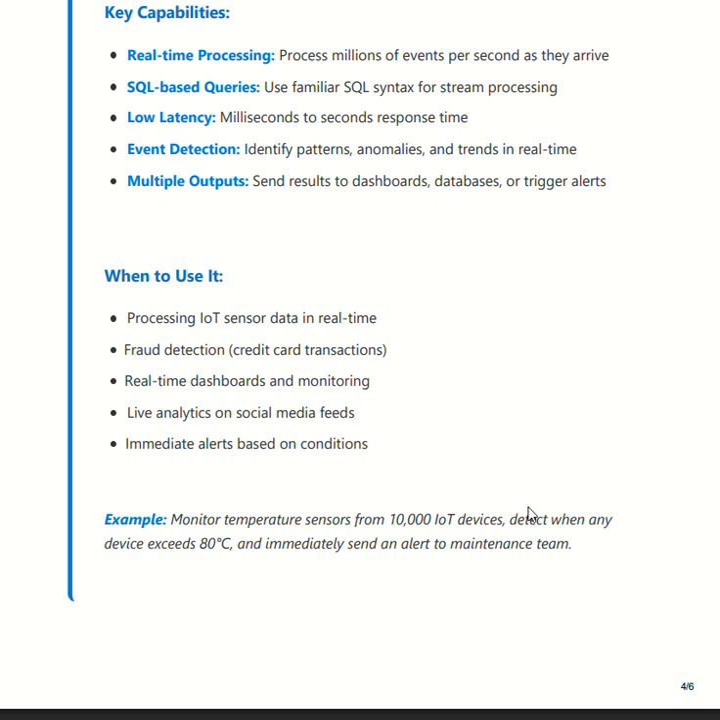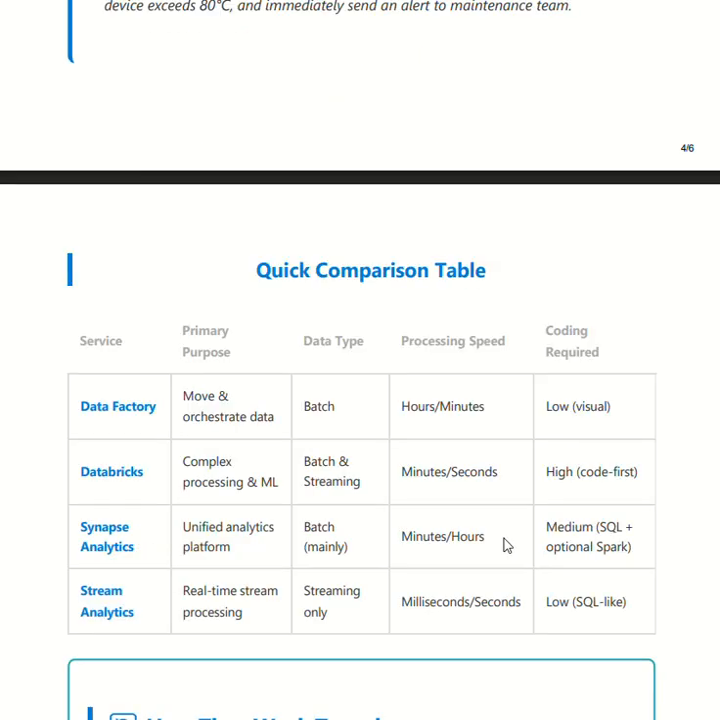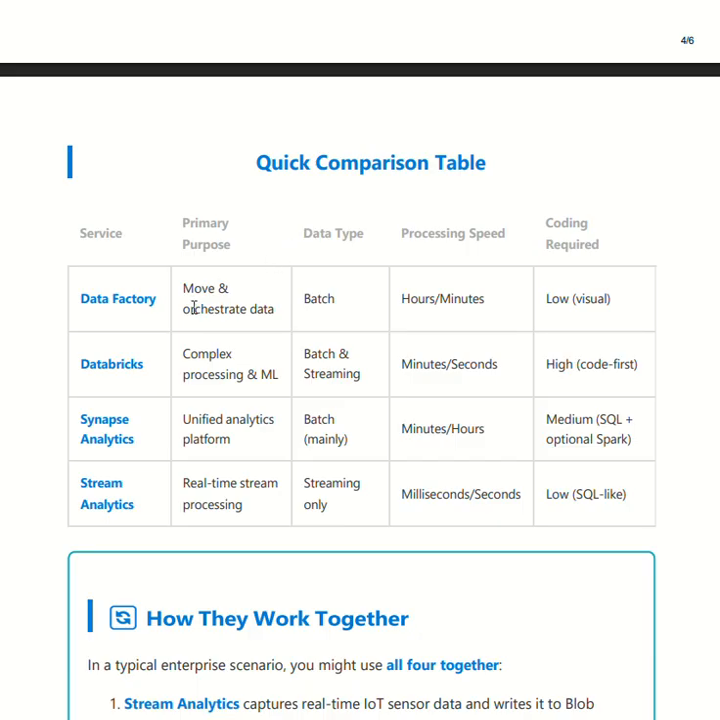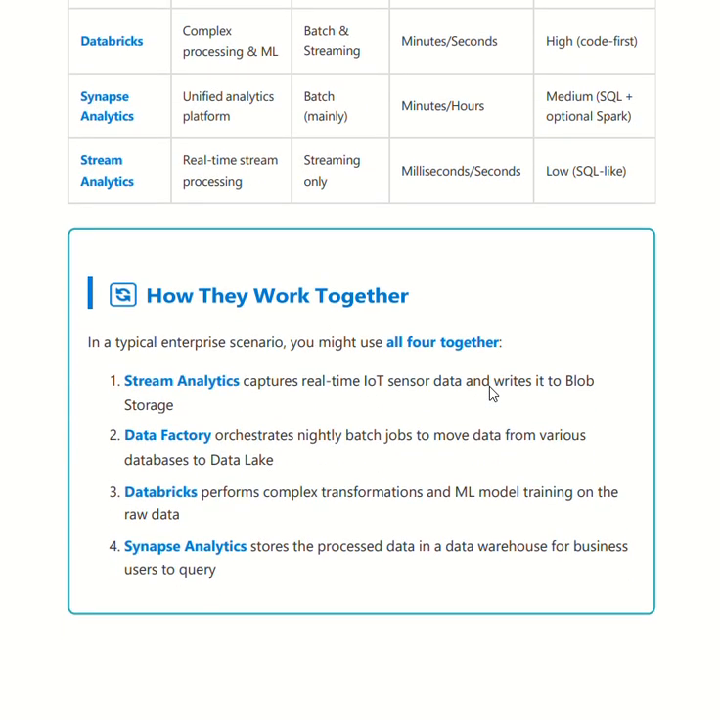And here is a quick comparison table of how each service has a primary purpose, what type of data it can process, what the processing speed is, and also the coding requirements for it. I'll attach this particular PDF in the description. You can refer to it. And here comes the last part where we'll study how they can work together. This acts as a decision guide to pick which particular service you need for your particular requirement.